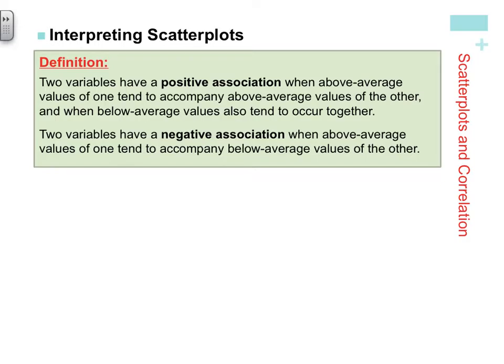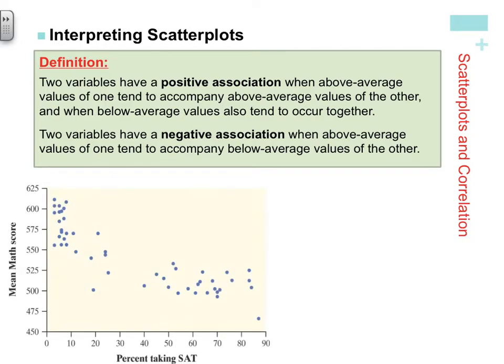A positive association is when above average values of one tend to accompany above average values of the other, and below average values also tend to occur together. With two variables that have a negative association, above average values tend to accompany below average values in the other variable.